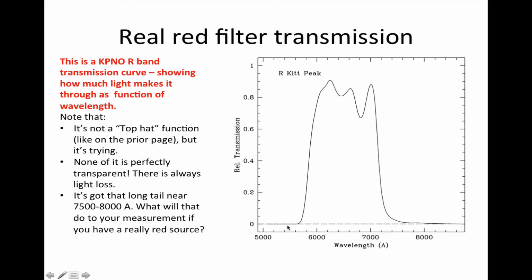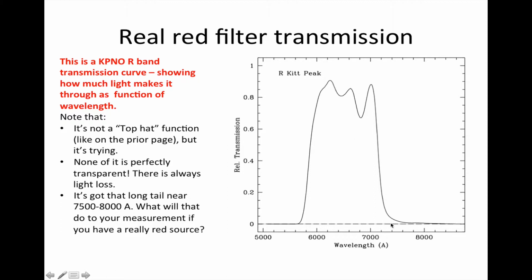So you see it lets no light in until about 5,600 angstroms, and then the transmission rises rapidly. But it rises over 200 angstroms, and the maximum efficiency of transmission is only 90%. And over this range of wavelengths, you can see there's bumps and wiggles, and then at around 7,000 angstroms, it starts to fall. But again, it doesn't do so in an ideal fashion. In fact, it has this rather long red tail, where it's letting light in even at 8,000 angstroms, a whole 1,000 angstroms longer than where that filter is really supposed to cut off.